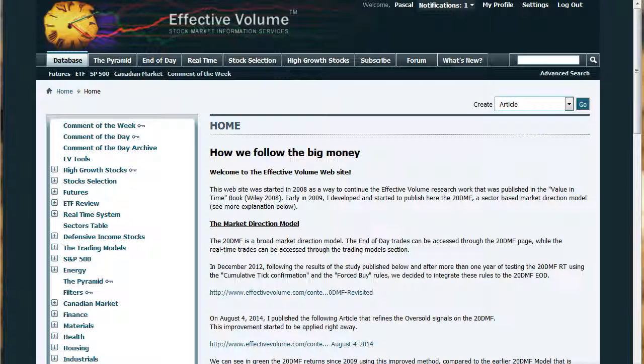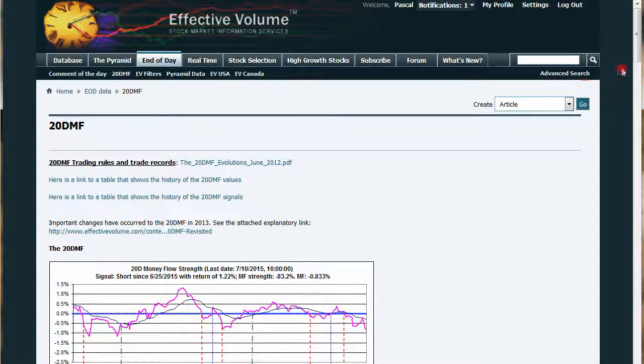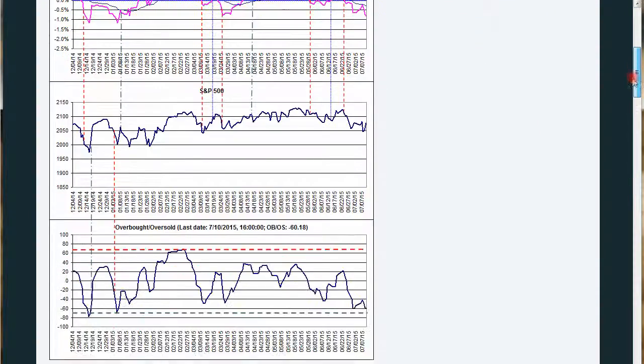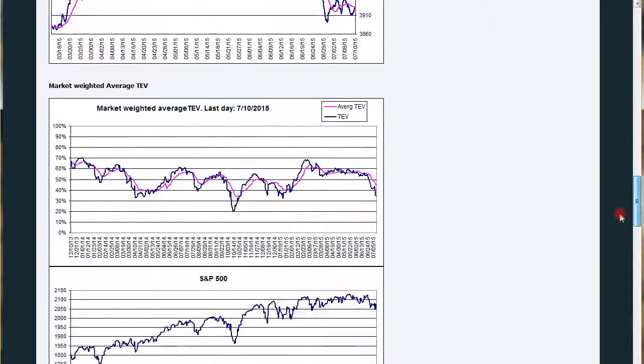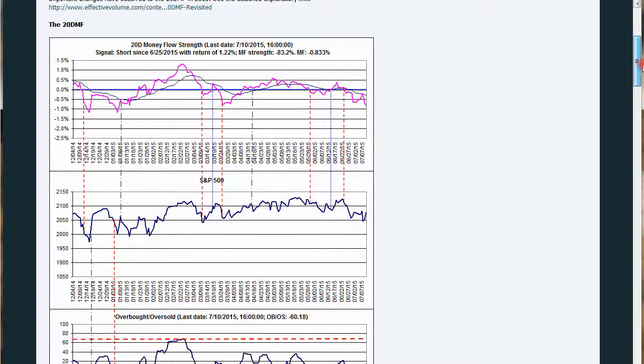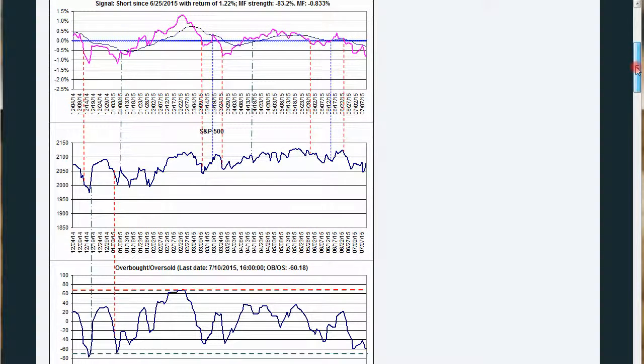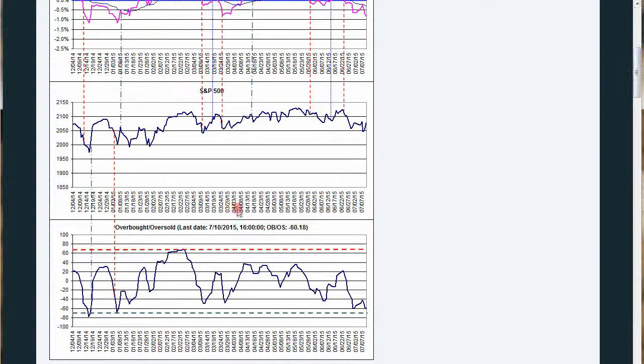So today I am going to talk about the 20 DMF. The 20 DMF can be found here. You can see here you have many different market indicators, and I am going to talk about this specific indicator, which is the 20 DMF. As you can see here, 20 DMF has an upper panel and a lower panel.